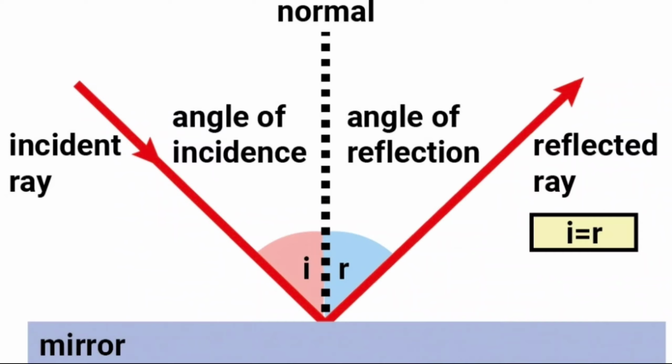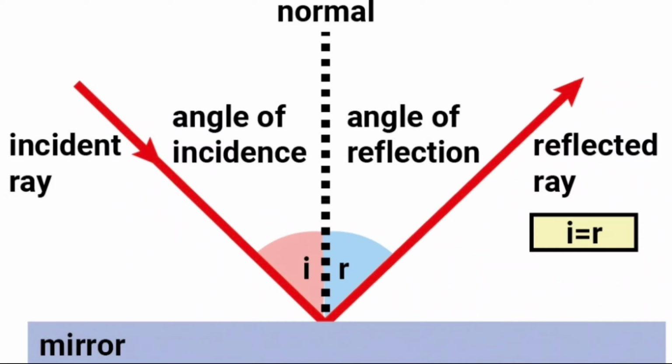And the second law is: the angle of incidence is equal to the angle of reflection. So for regular reflection, these two angles will always be equal. The angle of incidence is denoted by small i, and the angle of reflection is denoted by small r. You have to keep this in your mind. And one more thing: the angle of incidence and the angle of reflection are always measured with respect to the normal, not with the reflecting surface. So keep this in your mind.